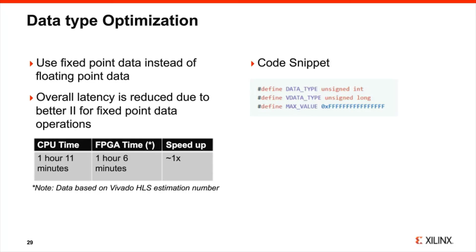In this stage, we will take a look at data type optimizations. As you may know, floating point arithmetic operations bring with higher cost in FPGA implementation on both latency and resource. To enhance on that, we can replace the floating point data with fixed point data type. The modification is quite simple, as shown in the code snippet here. You just need to change the defined value. But the impact is huge.